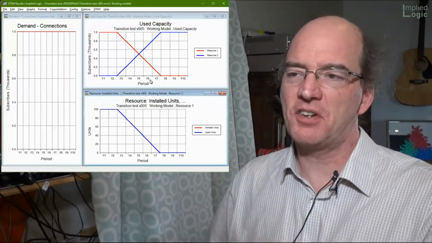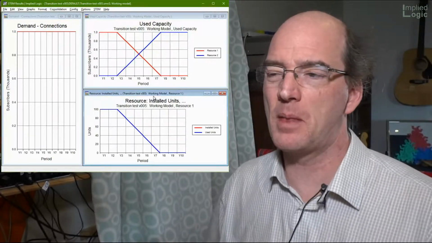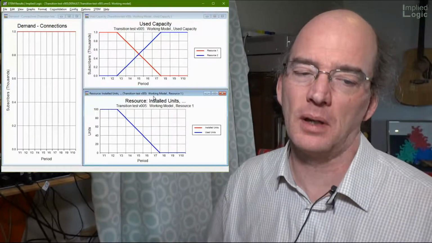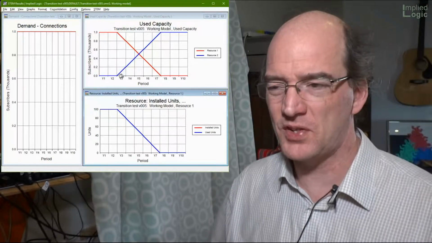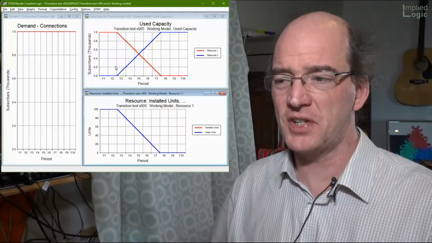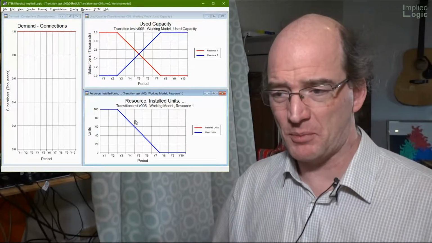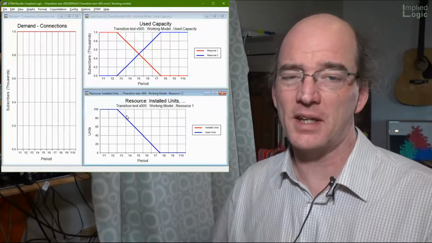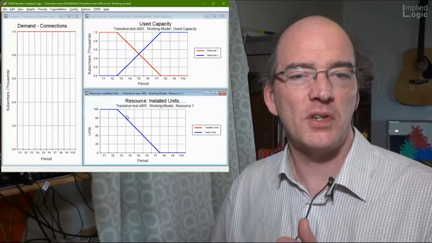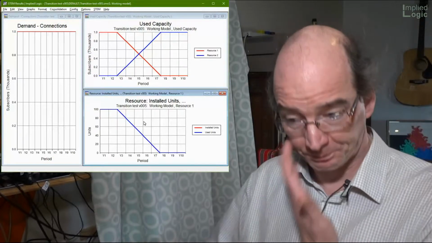So as I illustrated in the earlier video, the most common approach with this sort of transition is to decommission the old equipment straight away. So I've left it with a 100% decommissioning proportion for the resource.